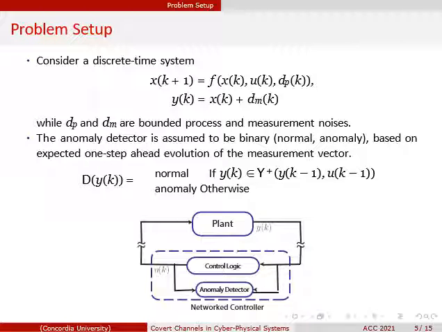We consider the class of network control systems shown in the figure, where the system dynamics are described by the equations shown here. While dP and dm are bounded process and measurement noises, we assume the network controller consists of two modules: the control logic and the anomaly detector. The control logic is in charge of computing the control input UK, while the anomaly detector is a binary detector based on the expected one-step ahead evolution of the measurement vector YK.